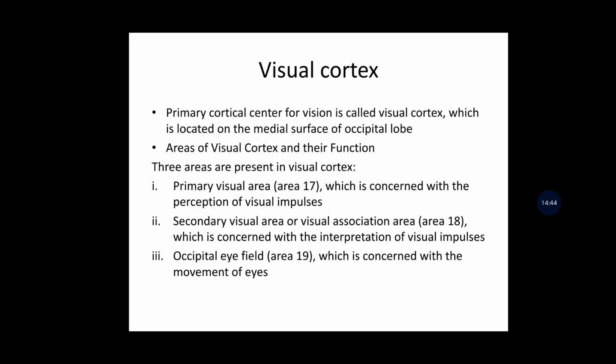The visual cortex is known as area number 17, which is concerned with the perception of the visual impulse. The secondary visual area, or the visual association area, is concerned with the interpretation of the visual impulse. So first is the primary, which is perception. It will perceive first. Then there is interpretation in area number 18, and then the occipital eye field, area number 19, which is concerned with the movement of the eye. And the primary visual cortex is located on the medial surface of the occipital lobe.